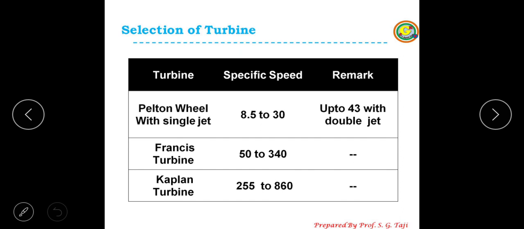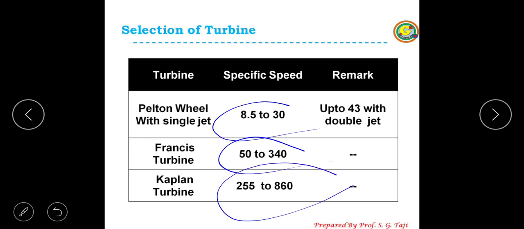Selection of turbine based on specific speed, just now we have said Pelton wheel 8.5 to 30, Francis 50 to 340 and Kaplan 255 to 860. In this case only single jet, double jet in case of Pelton wheel or impulse turbine. If double jet is there, up to 43.